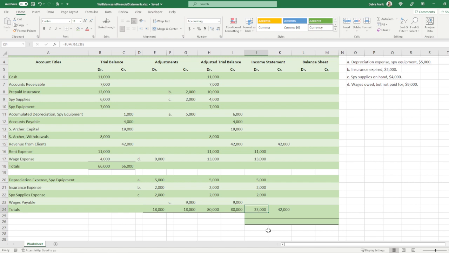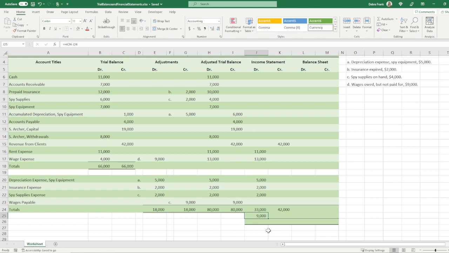42 minus 33 is 9. The 42 is our revenue. It's greater than our expenses. So we have 9,000 of income. So you can be fancy if you want to do formulas in here. You can. I knew the number, but there it's 9.